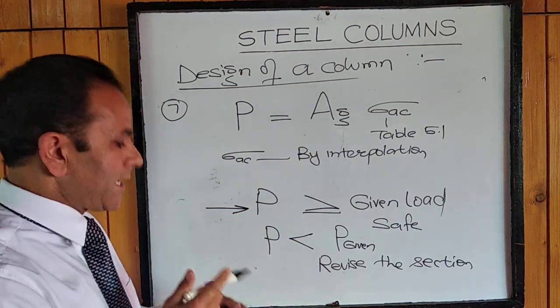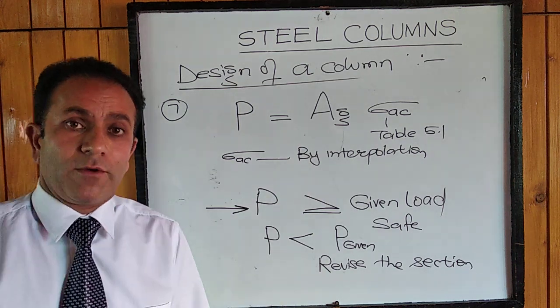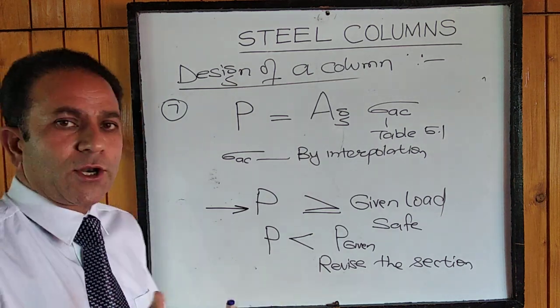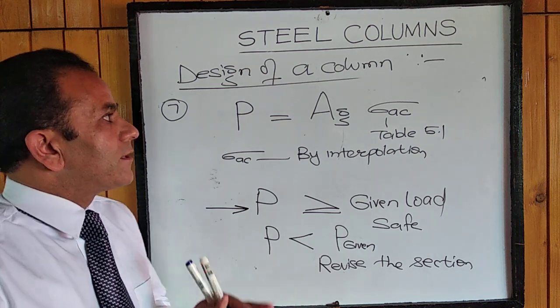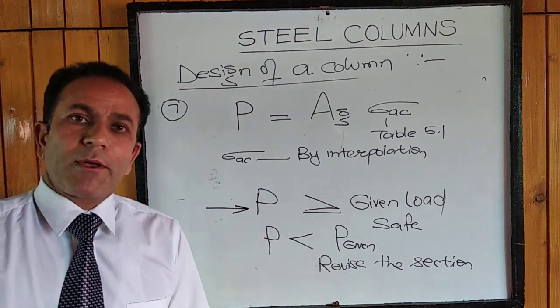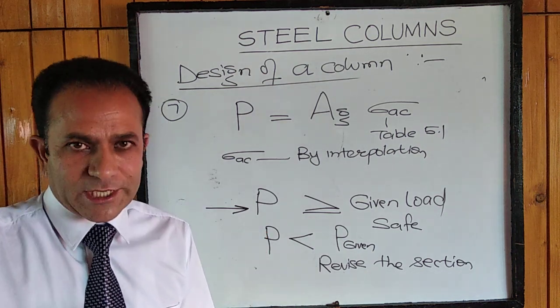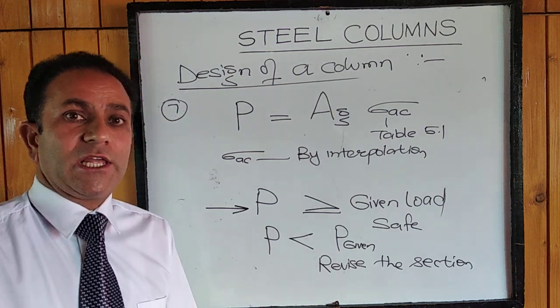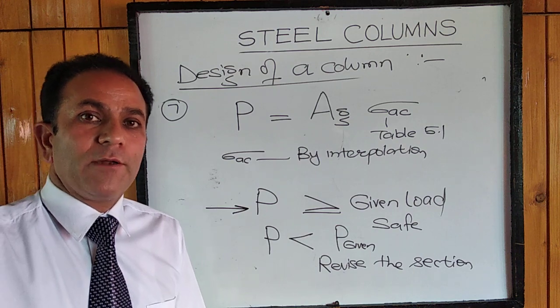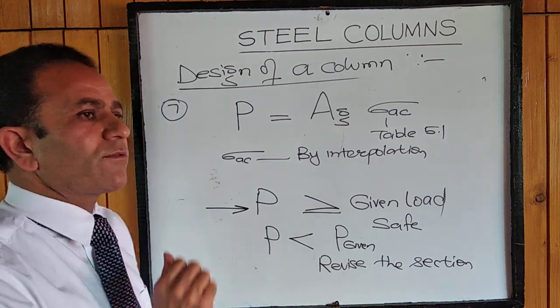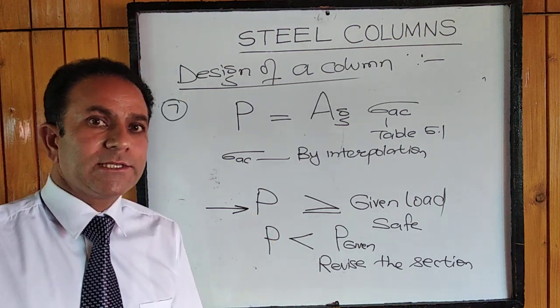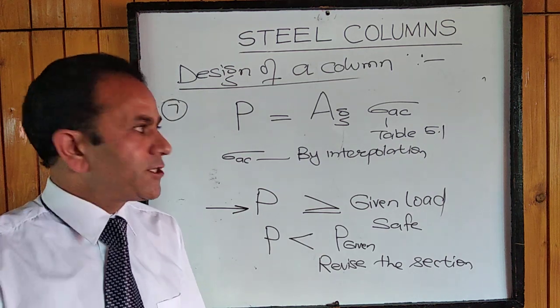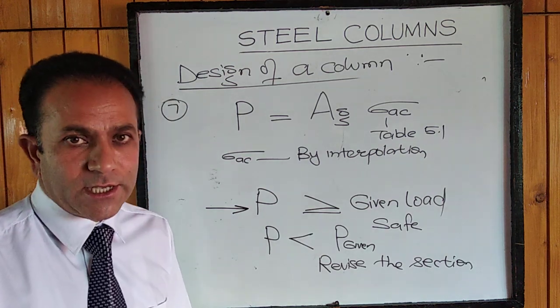So we summarize that a column is a compression member of a building which will be under compressive force. The member is a slender member, its length is more, cross-sectional dimensions are less, due to which it has a more tendency to fail by buckling. So there is a limitation for slenderness ratio, so that buckling is kept under control, but slenderness ratio shall not exceed 180 in any case.